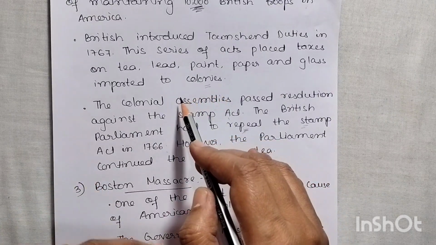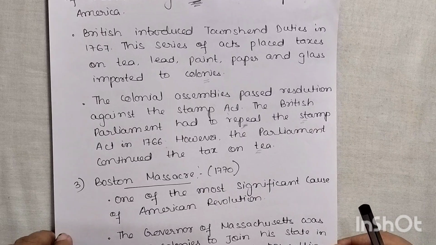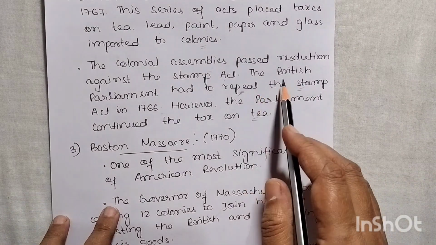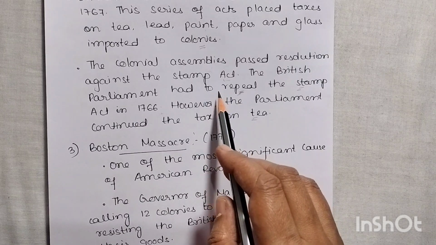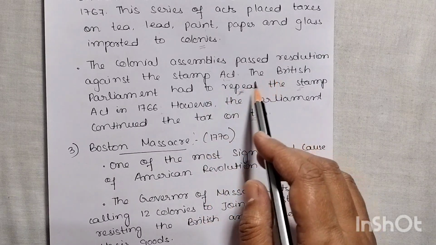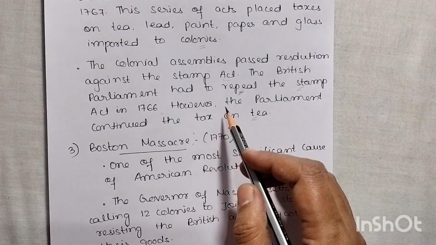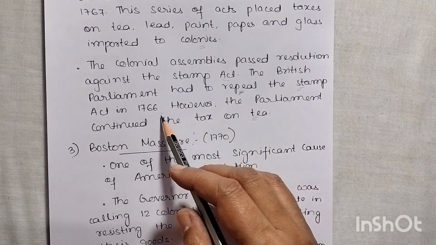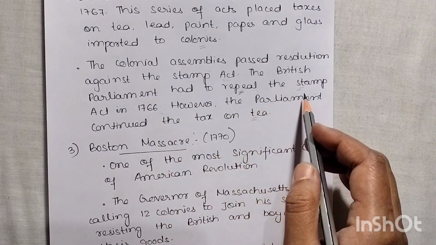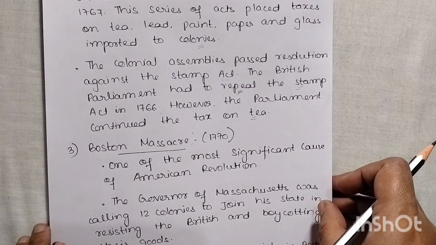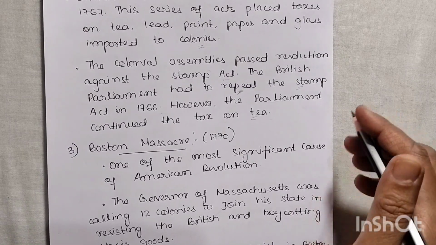Since these goods were imported to the colonies, again they had to pay taxes on them. However, the colonial assemblies passed resolutions against the Stamp Act. The representatives of these 13 colonies combined together and resolved that they were not going to pay the stamp tax. And the British Parliament had to repeal the Stamp Act in 1766. So as a result, the British Parliament stopped this one tax. There was no need to pay tax on stamps. Whatever the newspaper or the mortgage, you could buy it and no taxes would be imposed.